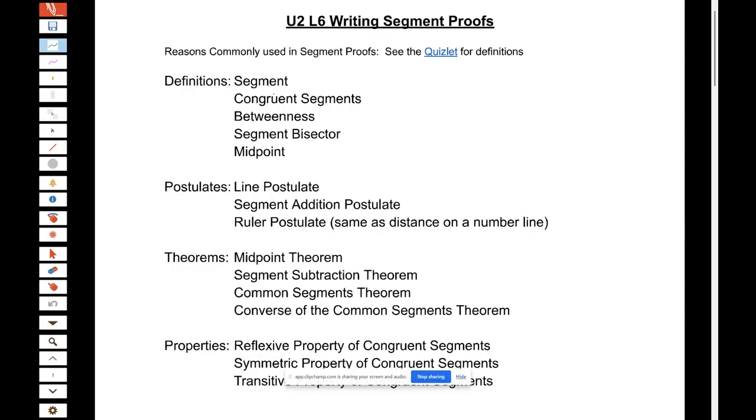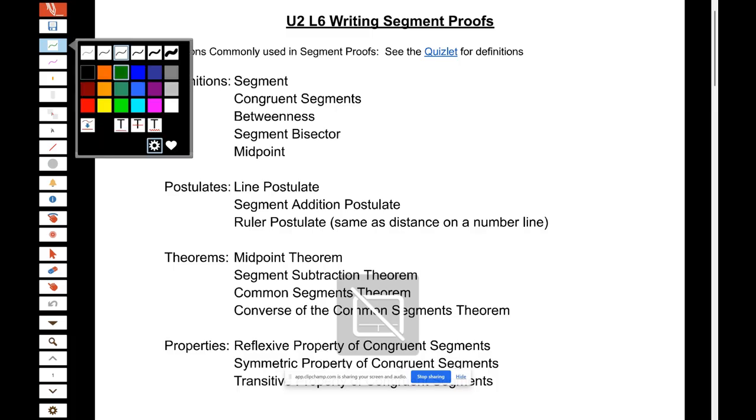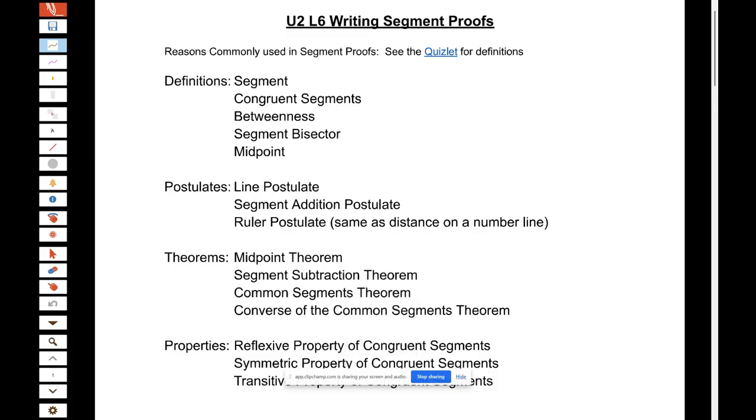All right, welcome to this video on writing segment proofs. The first video is actually going to be done in two parts. We're going to go through the rules commonly used in segment proofs, and then in the second video, we'll actually practice writing some segment proofs. Keep in mind, we are going to be using our old algebra rules as well. Things will build and snowball a little bit as we go through it.